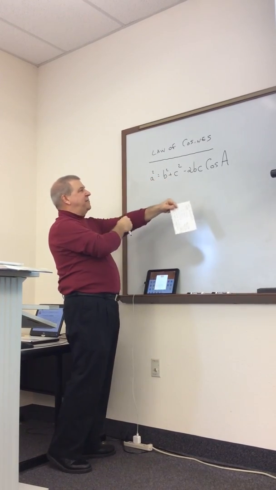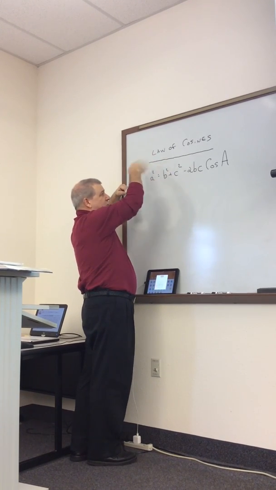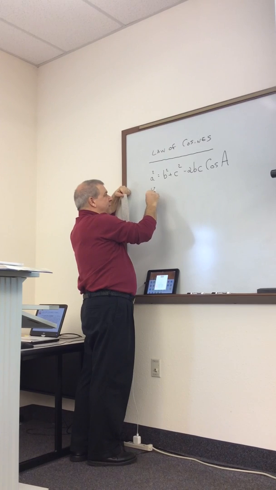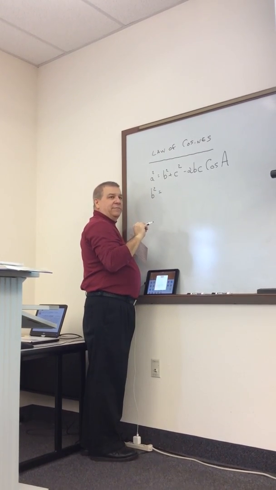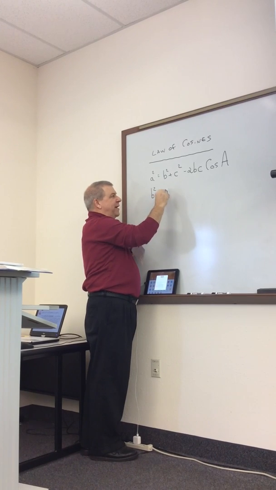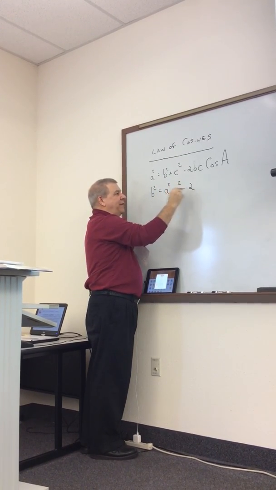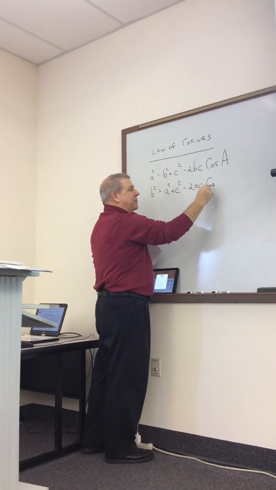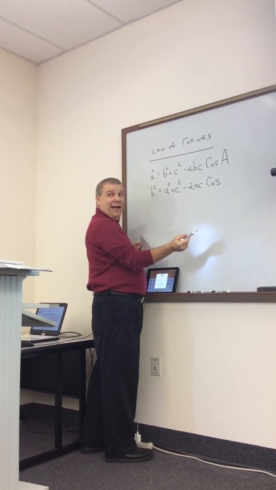Okay, let's say you were given 2 different sides. B squared would equal, now watch what I'm going to do, the sum of the squares of the other two sides, minus twice the product of those two sides times the cosine of the angle included. What's the angle that's going to be between side A and side C? It's going to be capital B, right?